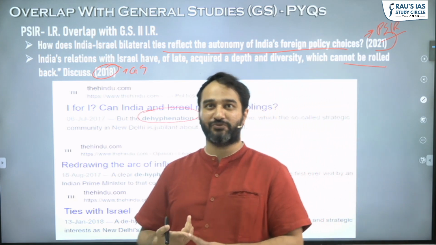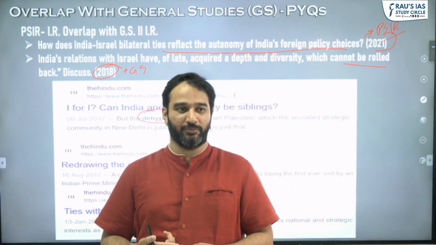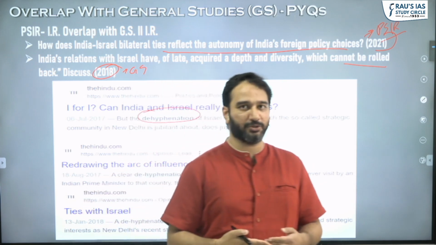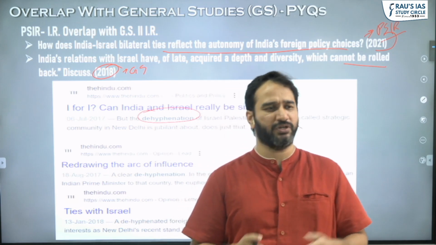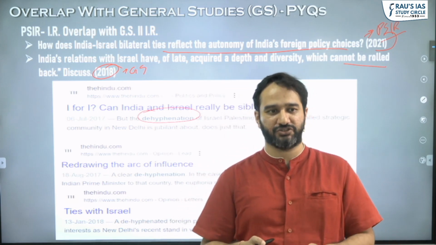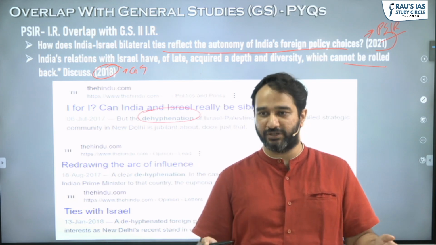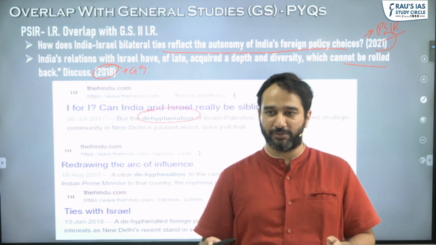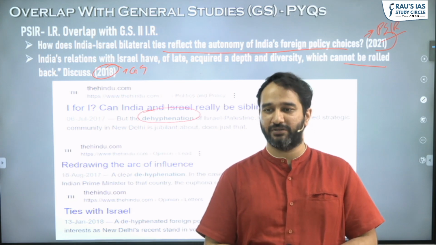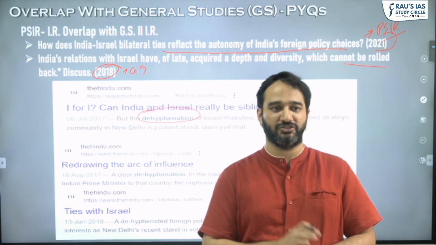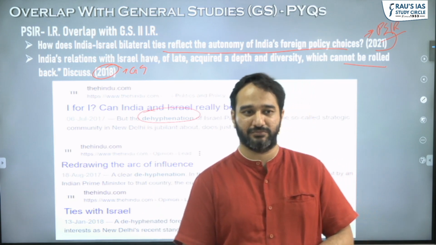So the answer for both questions would still be the same, where you have to talk about the de-hyphenation policy. Then you talk about how the India-Israel relationship has improved. We're working in water, agriculture, defense imports. Then you bring in a few thinkers that have talked about this, and your answer for PSIR would be done. The only difference is that in PSIR you write the thinker's name, and in GS you don't write that name. But it becomes easier.